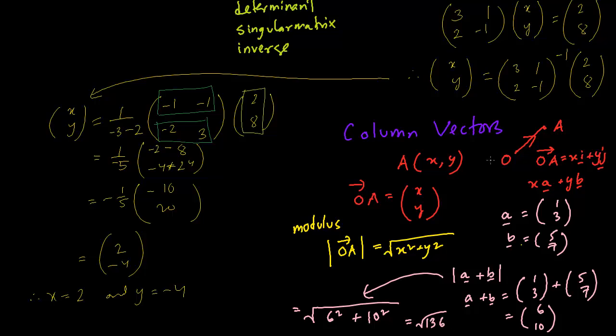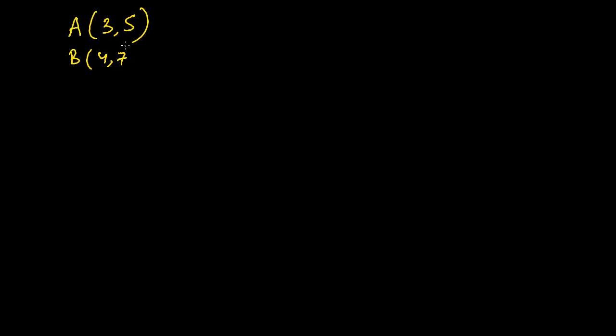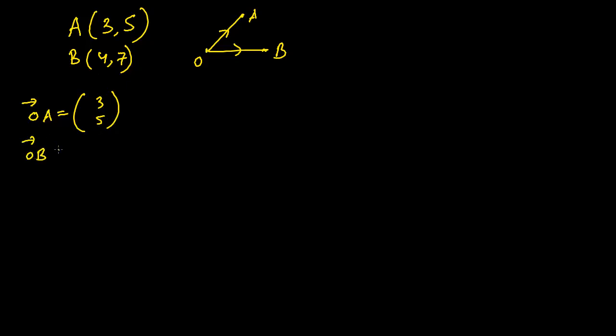Let me just do one more example before I end this. Okay. So suppose you have a point A which is 3, 5, and a point B which is 4, 7. Now if I want to write these as column vectors, that means the position vector, remember, it's point A from the origin, and this is point B from the origin. So you write the position vector of A as 3, 5, which is a matrix with one column, or column vector, and the position vector of B is going to be 4, 7.